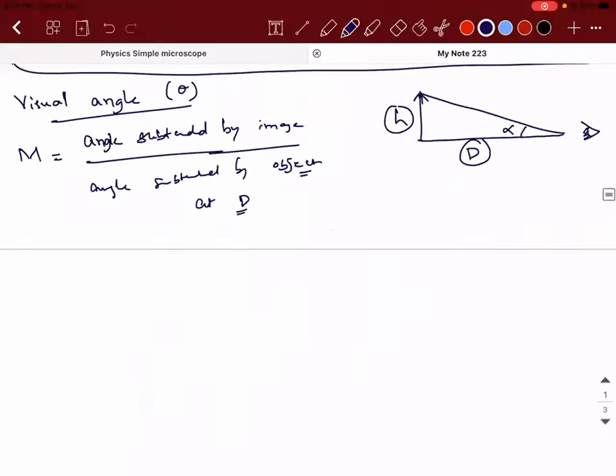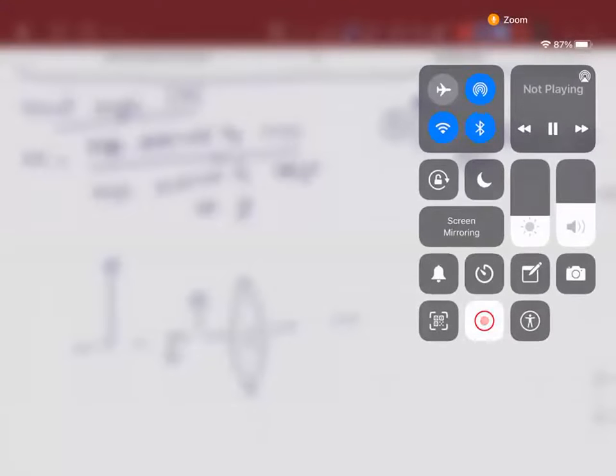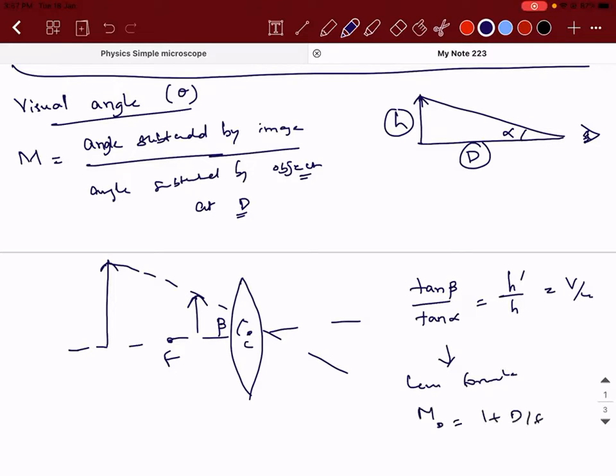In the second scenario, you will have a convex lens. In the convex lens, you will place the object between the focus and the optical center. Where will the image be formed? The adjustment should be done in such a way that the image is formed at the least distance of distinct vision. If you take this, then this angle is going to be beta. Magnifying power should be taken as tan beta by tan alpha. On solving, you will get it as h dash by h, which is also equal to v divided by u. Then you apply the lens formula and derive the magnifying power at d as 1 plus d by f.